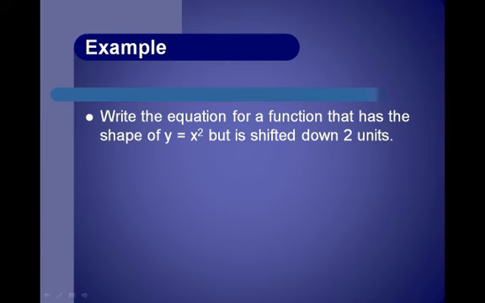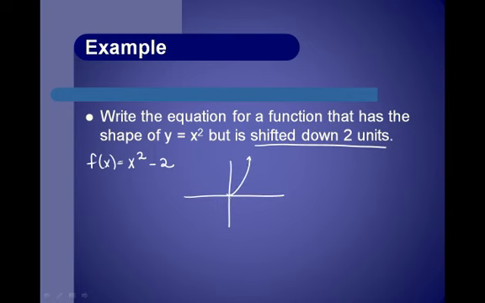So for example, write the equation for a function that has the shape of y equals x squared, but is shifted down 2 units. Well, f of x is equal to x squared. To shift it down 2 units, all we're going to do is subtract 2. To graph that, we go back and realize that f of x equals x squared looks like this. So if we drop all the points down 2, then f of x equals x squared minus 2 is the same graph, just shifted down 2 units.